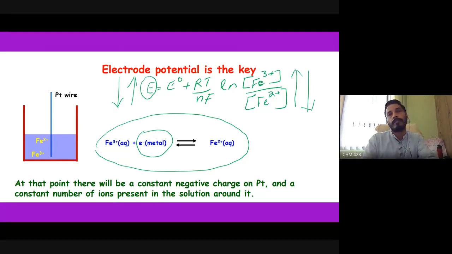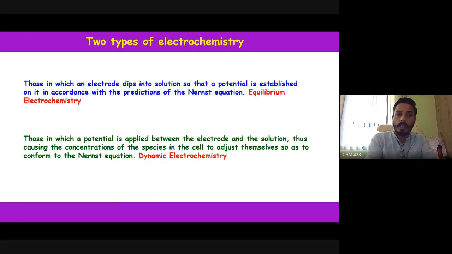Very clearly. If you increase the concentration of Fe2 plus, equilibrium will move to the left-hand side. So there will be more and more accumulation of electrons on the metal. Electrons are negatively charged, so electrode potential will become more and more negative. That is another way of explaining it. Anyway, there are two types of electrochemistry: equilibrium electrochemistry and dynamic electrochemistry.